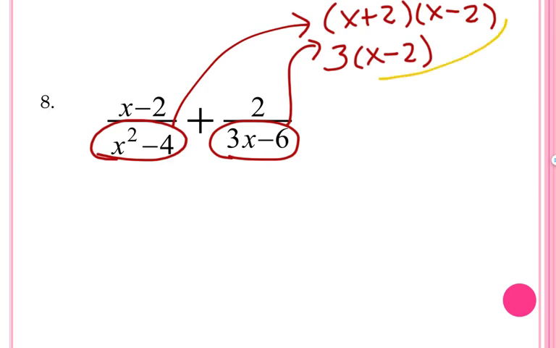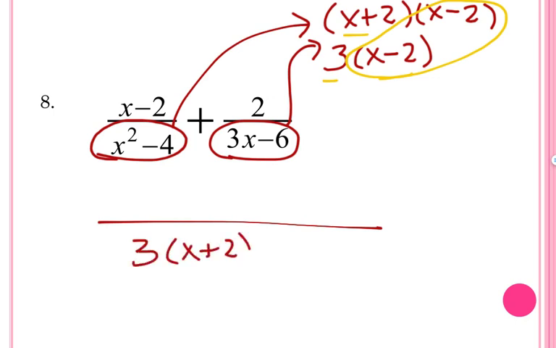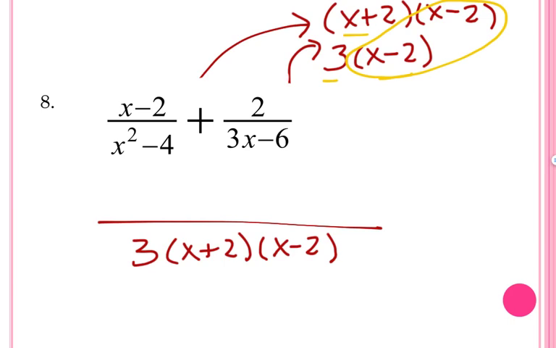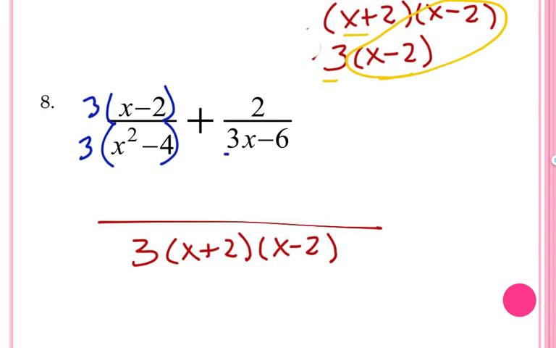So if I look, they already have something in common, and so that's good. But then they also need to have a 3 and they need to have an x plus 2. So my new denominator will be 3 times x plus 2 times x minus 2. So then the next question is, what do I have to multiply each of these fractions by to make them have the right denominator? So this one's already got the x plus 2 and the x minus 2. It just needs a 3. So I'm just going to multiply there. This one already has the 3 and it has the x minus 2, so it just needs an x plus 2.